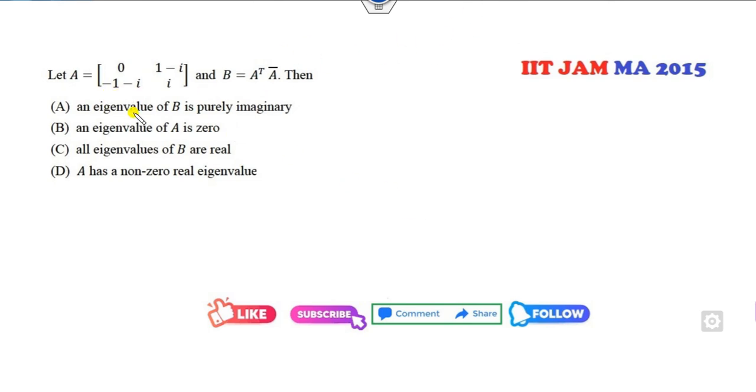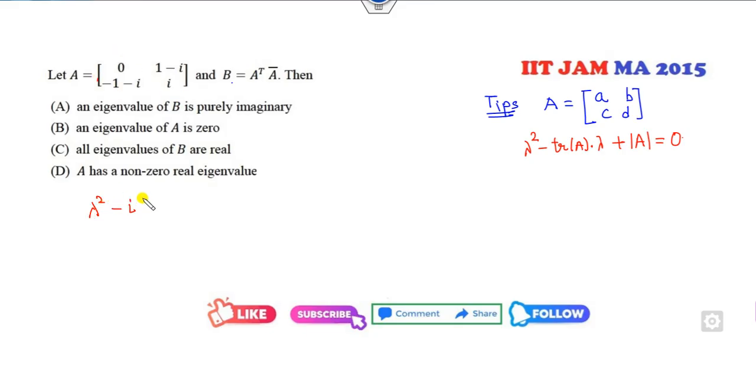Okay, then you have to find the eigenvalues of B, eigenvalues of A. So always remember, whenever you have the matrix A which is A, B, C and D, you can find the eigenvalues directly by using the trace of the matrix plus determinant of A is 0. So if I write for this, what is the trace? Minus iota. Fine. What is the determinant? 0, and it will be 1 minus iota and 1 plus iota. So it will be 2.